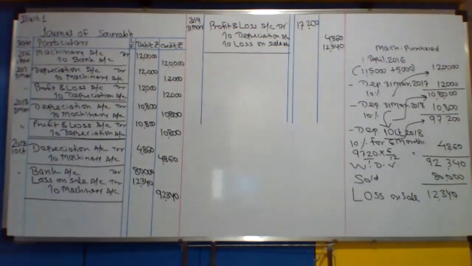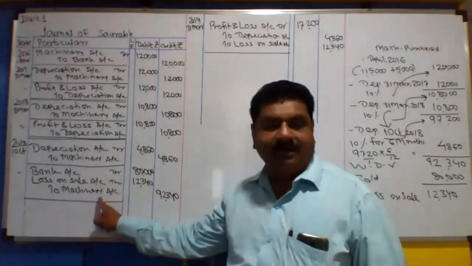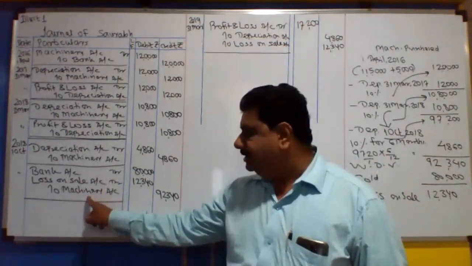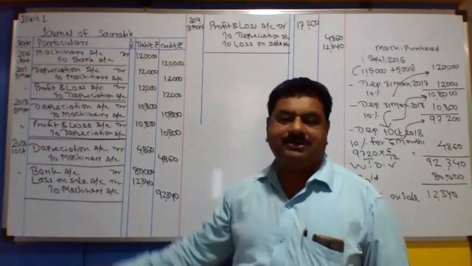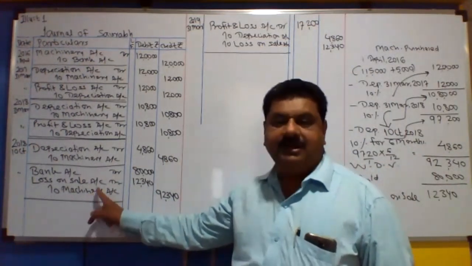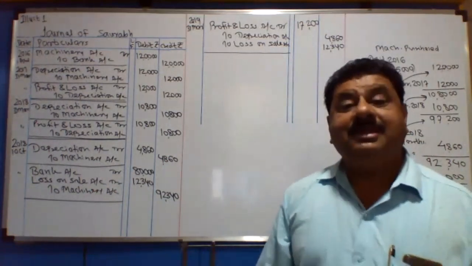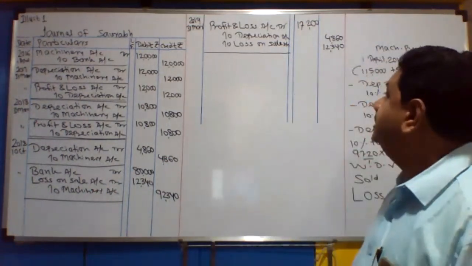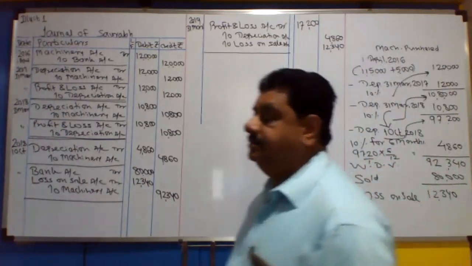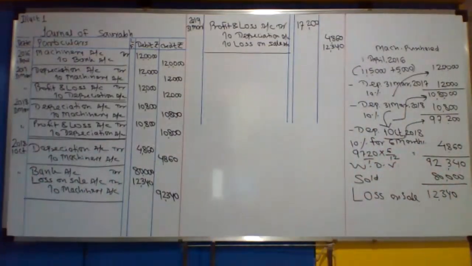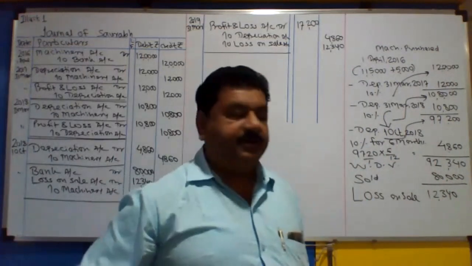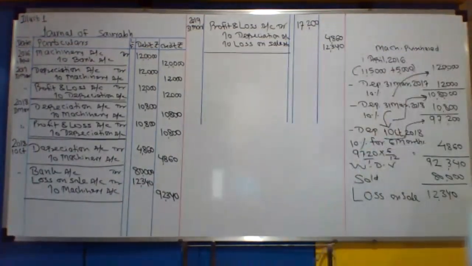नरेशन, मी याची नरेशन तुम्हाला सांगितली का नाही? नसेल तर रिपीट करतो जरा. Being machinery sold at loss. This entry, being machinery sold at loss. आता लास्ट एंट्रीची नरेशन लिहा. Being depreciation and the loss on sale transferred to profit and loss account.